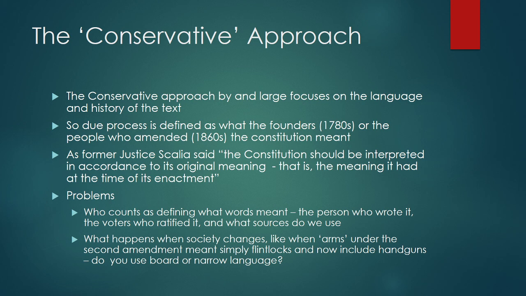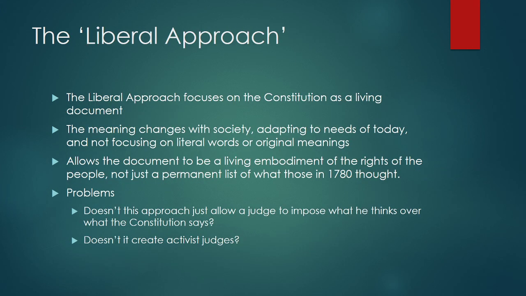And then you have the problem that terminology changes over time and technology changes us. So if we use the Second Amendment, the right of the people to bear arms, when that was written in the 1780s, arms pretty much meant relatively primitive weapons, flintlocks, muskets. There were some rifles, but realistically muskets. Should we limit it in time to just that, or should we more broadly interpret it, which brings us to the living constitution, or what's sometimes called the liberal approach.